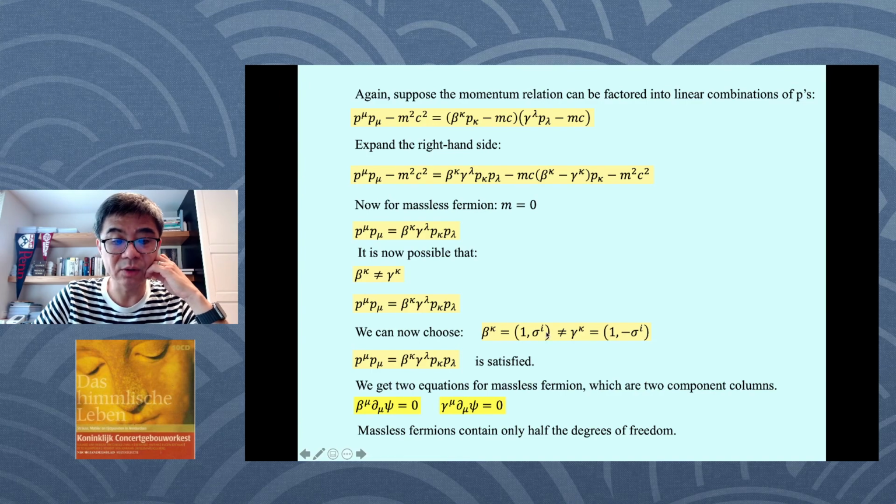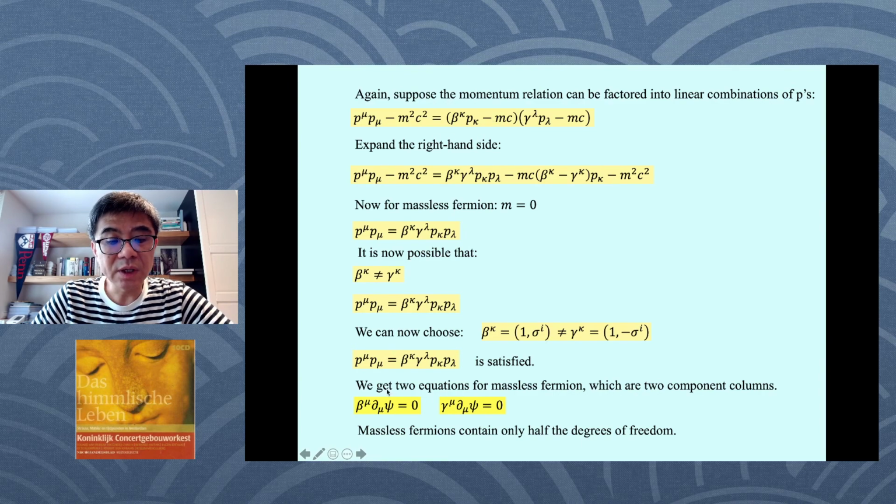You can check by yourself. By plugging this relation in here, actually this relation is satisfied. So that means with the new beta and gamma, these 2 factors could be different instead of the same as in the original case. And therefore these factors will give you a wave equation like beta mu partial mu psi equal to 0 and gamma mu partial mu psi equal to 0.